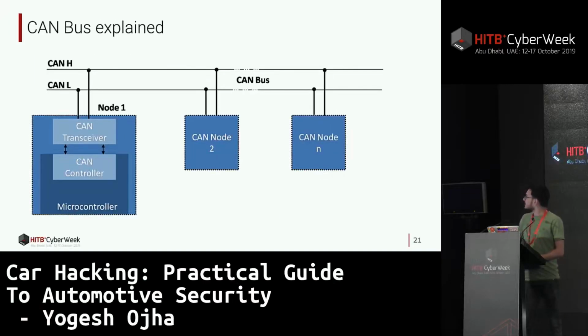So now let me explain how the CAN bus exactly works. This is how CAN bus works. Two physical wires, CAN high and CAN low, are communicating to each of these nodes. Now let's look at how these nodes can communicate with each other.